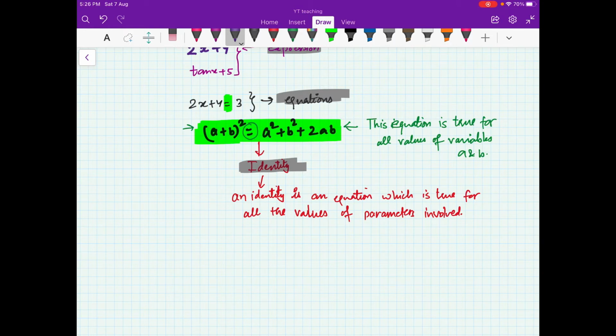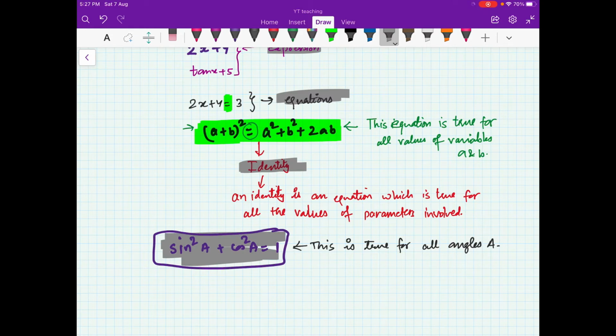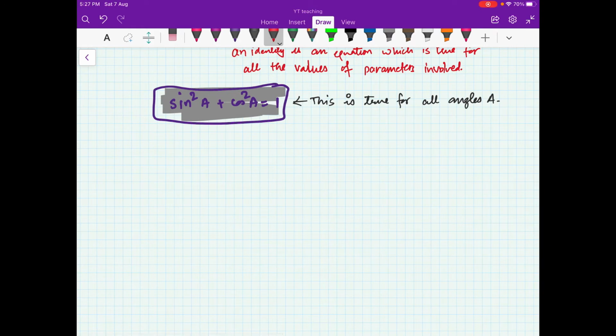For example, I can tell you that we will have something like this, sine square a plus cos square a is equal to 1. This is true always for all angles a. So whatever is the value of angle A, this is always true. So this is a trigonometric identity, right? In this video, our aim is to derive some very important trigonometric identities, and they are very easy to derive, you will see, right? So let us in this video derive some trigonometric identities.